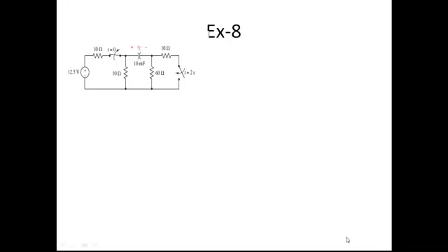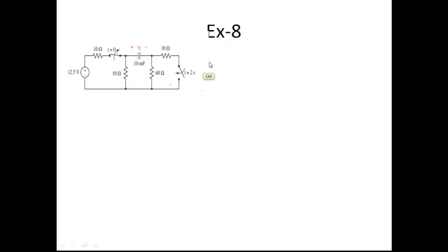The next example, again, is a very interesting example. Here you have to understand two switches are given. One switch is getting opened at time t equal to 0. The other switch is getting closed at time t equal to 2 seconds. So far you have seen only time t equal to 0. Now you have an interesting example at time t equal to 2 seconds. So the switch is getting opened at t equal to 0, and the other switch is getting closed at t equal to 2 seconds.